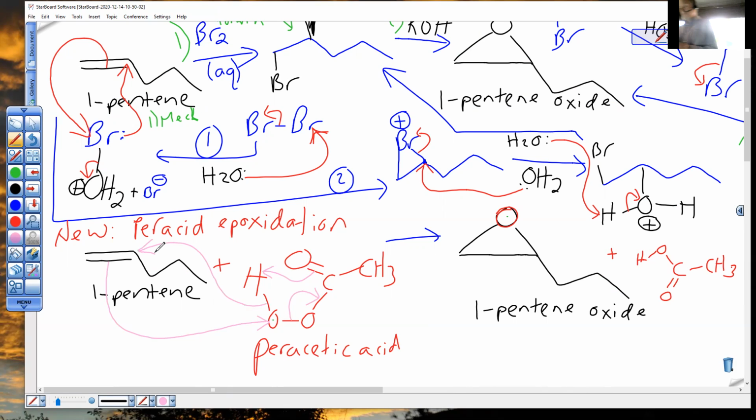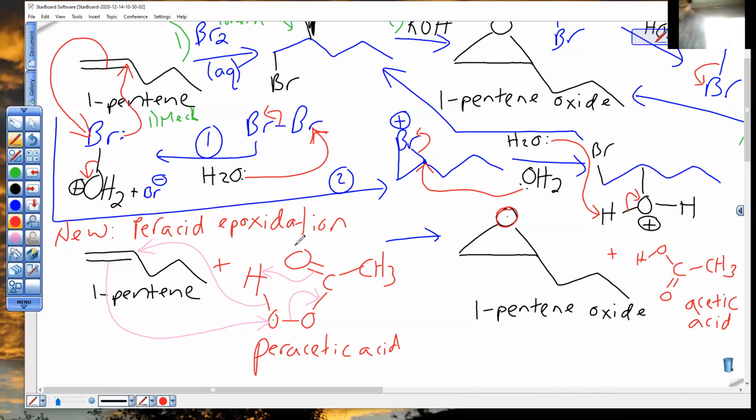And the nice news about this mechanism is it's over. It's done. It's arrows only, this mechanism, and no intermediates. You go straight to the epoxide, the 1-pentene oxide, and the side product, acetic acid. Its name lost the per because it lost its extra oxygen. And that's all that needs to be said about this reaction.